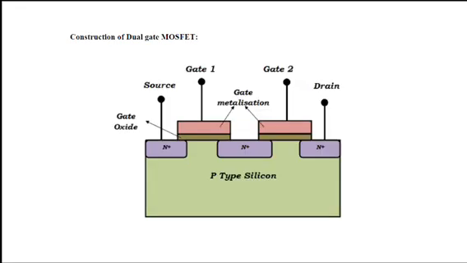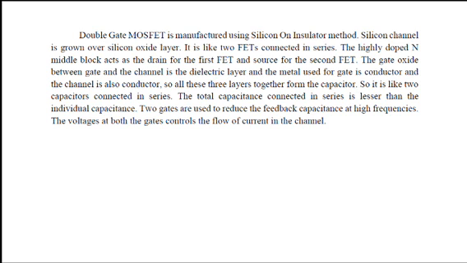And here you can see the construction of the dual gate MOSFET. As we have discussed, we have three terminals: source, gate, and drain. The gate is made up of the gate oxide, and the major layer is completely covered with the gate metallization. This MOSFET has a p-type silicon substrate. Here the double gate MOSFET is manufactured using the silicon on insulator method. This silicon channel is grown over a silicon oxide layer, that is SiO2.